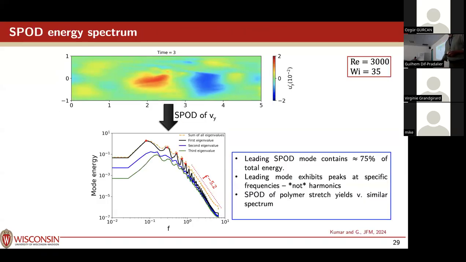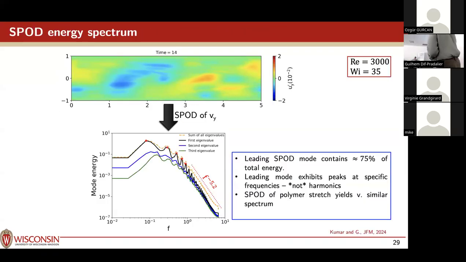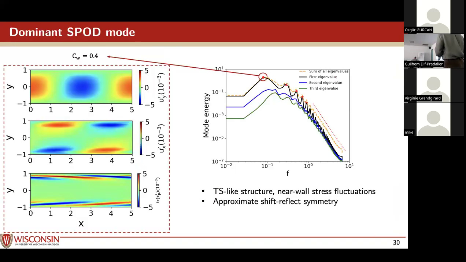Then if you do the spectral version, what's really interesting is the following. This is in a short domain, length 5. The spectral version shows these peaks right away. So there are energy peaks as a function of frequency. These are not harmonics in this case. Let's look at what all of these structures look like.